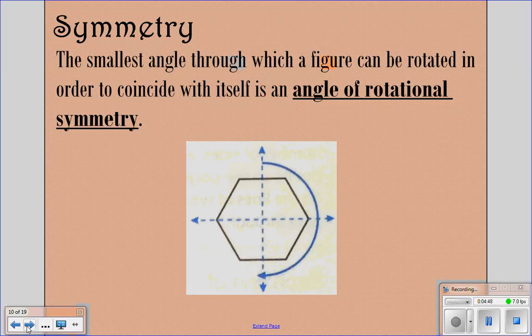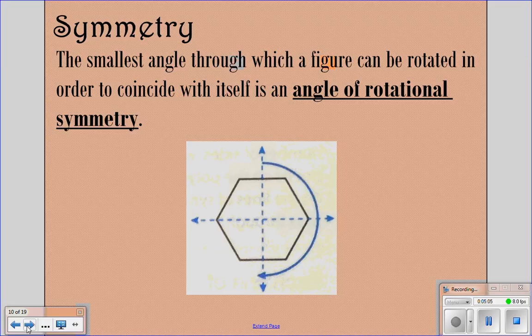The smallest angle through which a figure can be rotated in order to coincide with itself is an angle of rotational symmetry. So the smallest angle that you can rotate your figure so that it coincides with itself is called your angle of rotational symmetry.